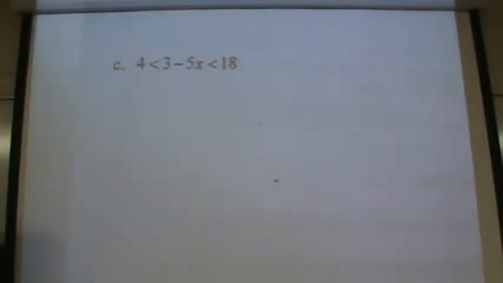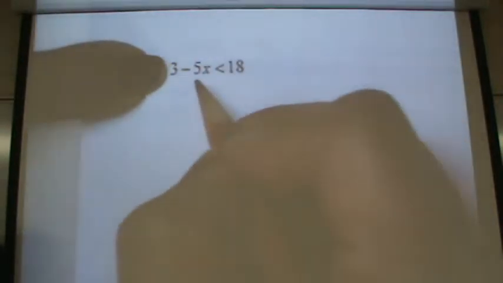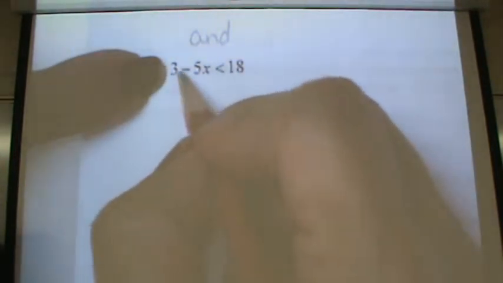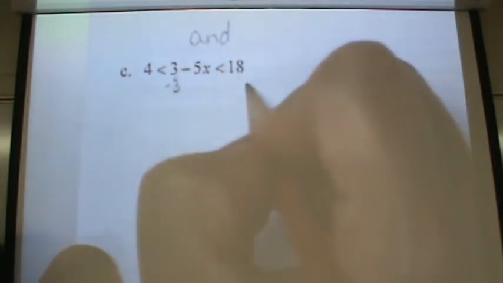You're speeding through this. Okie dokie, what's this one? It's an and. Can you do this one all in one shot? A lot of people don't like to, but I think it's easier. If I cover this, there are two inequalities here, and this is an and. If I cover this, how would you solve this? Subtract 3. And if I cover this, what would you do? Subtract 3.